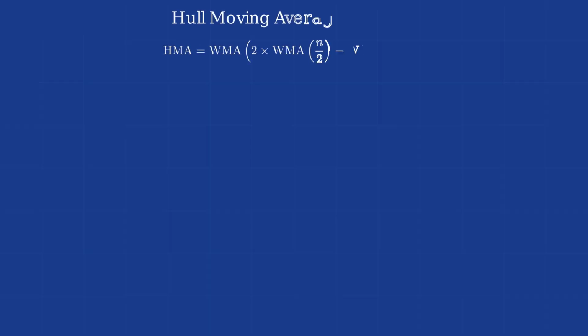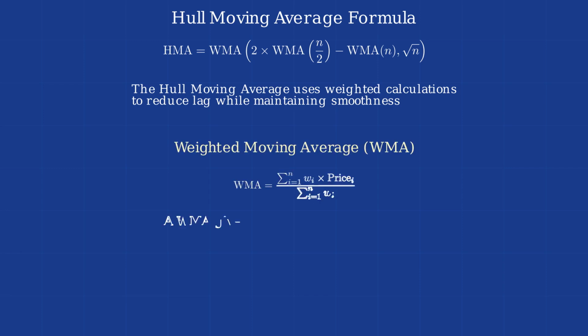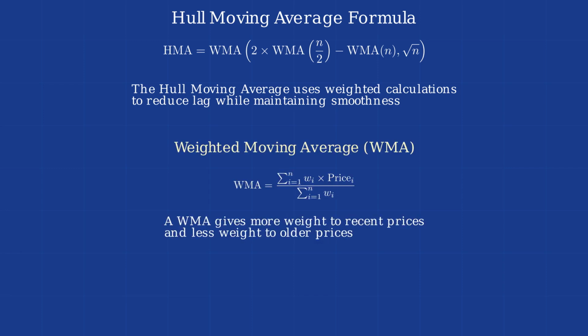Let's explore the mathematical formula behind the Hull Moving Average. The Hull Moving Average uses a specialized weighted calculation to reduce lag while maintaining smoothness. At its core, the HMA relies on the weighted moving average, or WMA. Unlike a simple moving average, a WMA gives more weight to recent prices and less weight to older prices.